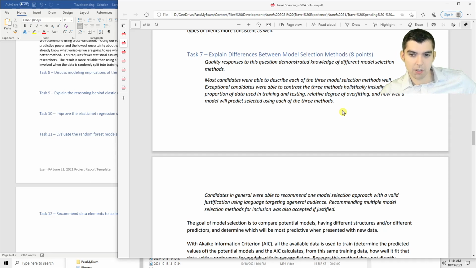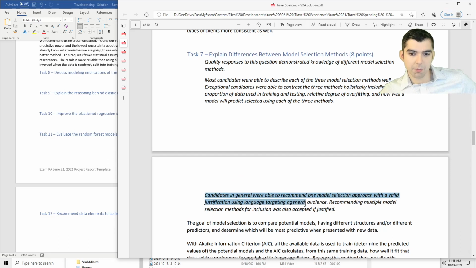You could also talk about the confidence level that you have in the estimates. Like using AIC is going to have low variance because it's using all of the data. Using a single train test split will have higher variance because each time you split the data differently, depending on how the outliers are, like in duration, you'd have different results. So there are a lot of different ways that you could have answered this question. So give yourself full 8 points if you got any of those.